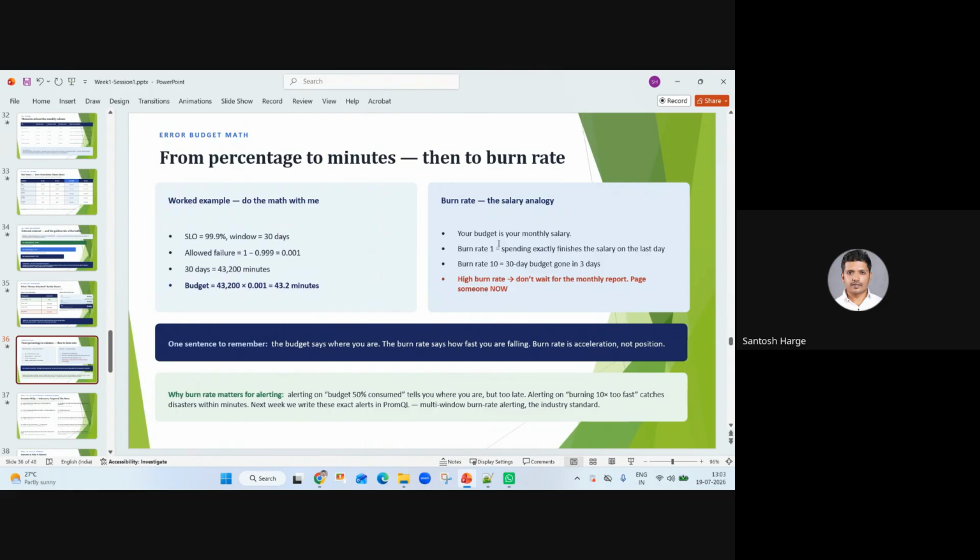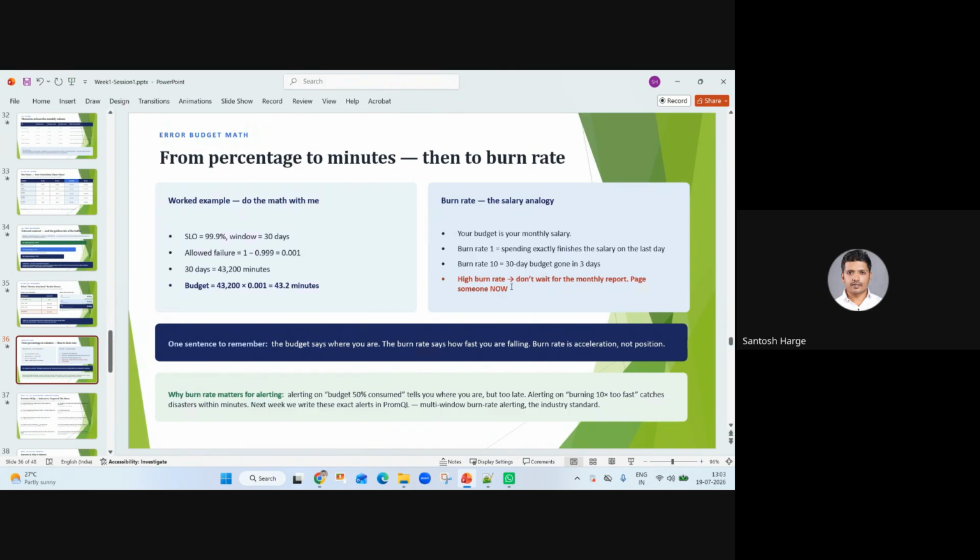Let's say it's a monthly salary. Burn rate means, let's say, with a 30,000 rupee salary, if someone spends 1,000 a day, it is going to last the complete 30 days. That is allowed; you can spend that money. But if the burn rate is 10x, that means someone is spending 10,000 rupees a day, then the complete salary will be wiped out within 3 days, isn't it?